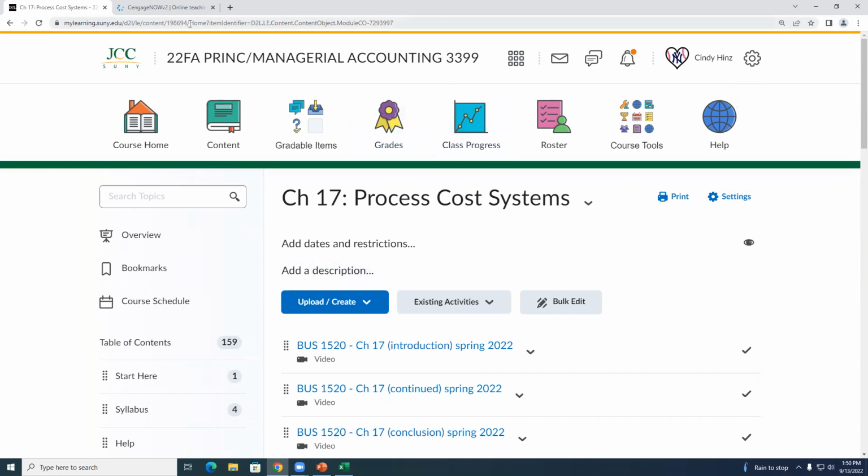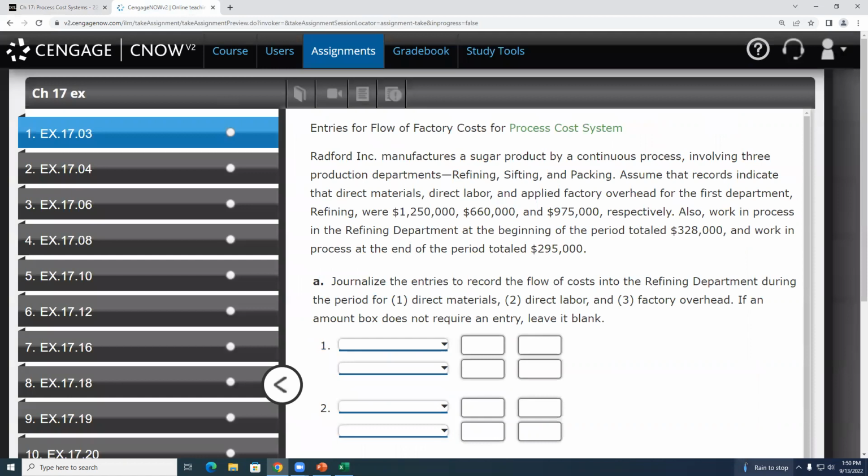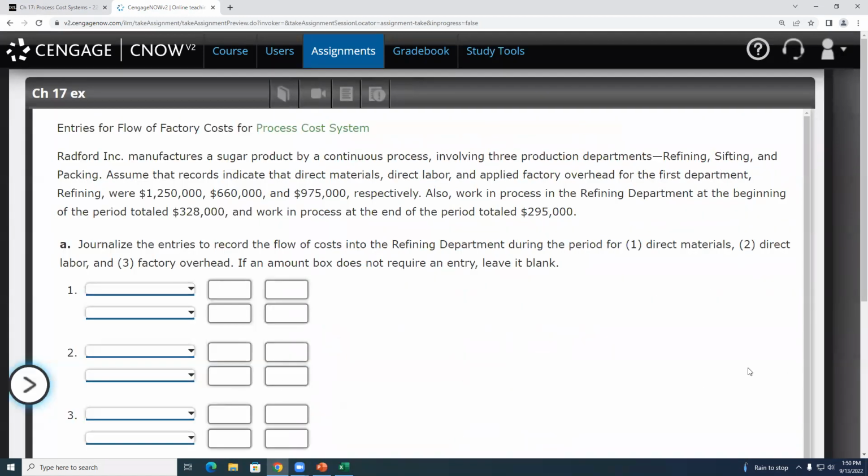Okay. So let's go to the chapter 17 exercises. I'm going to collapse that side panel to give us a little bit more room. And as you heard last week, my request was that you work on the first 2 exercises on your own. And so we're going to pick up in exercise 3.